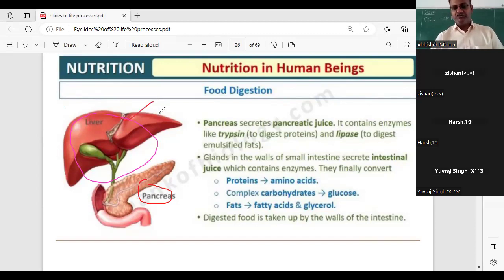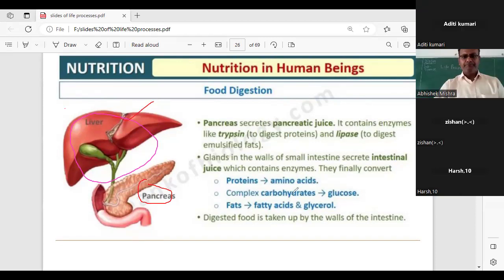And what is the function of bile juice? Today only during the offline class we have discussed. Okay, Aditi, unmute yourself, Aditi. Bile juice converts the acidic medium of the food into alkaline medium so that pancreatic juice can act on it. And the second point is it brings about emulsification of fat. Very good.